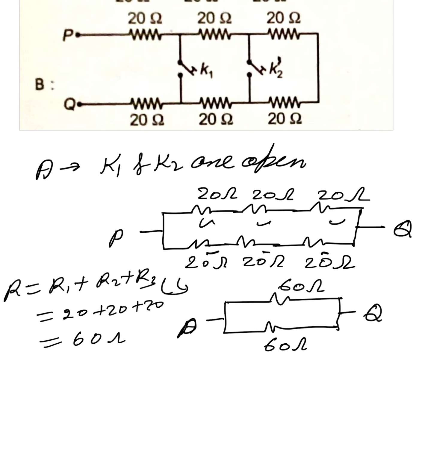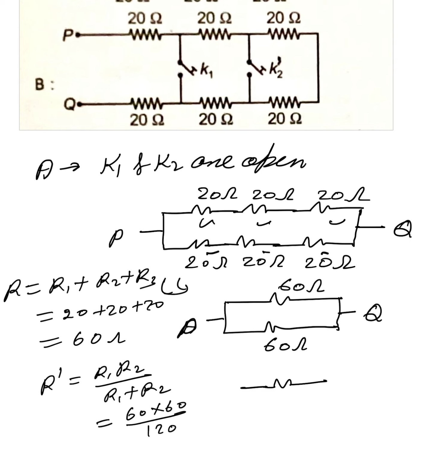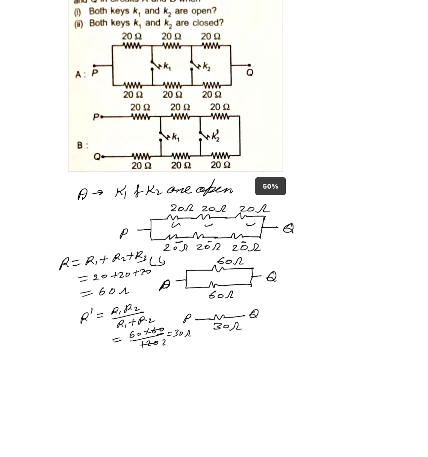So equivalent. For the final circuit, if two same resistances are in parallel, then the equivalent is R1 R2 divided by R1 plus R2, using this formula. 60 into 60 divided by 120, that is 30 ohm. Clear or not? That is 30 ohm, so that is P and here Q.